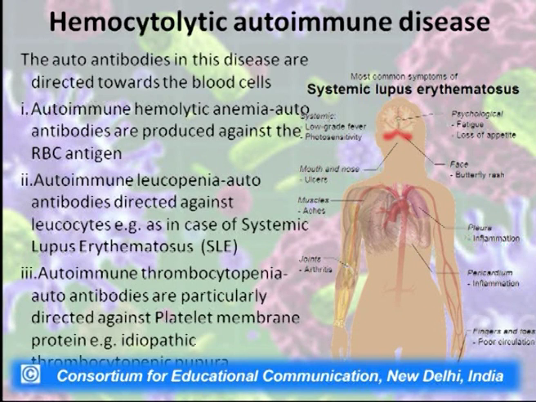Another very important hemocytolytic autoimmune disease is autoimmune thrombocytopenia. As the name suggests, here the autoantibodies are particularly directed against platelet membrane. It is called idiopathic thrombocytopenic purpura, where a person afflicted with this disease will have patches at various places, purple patches developing at various parts of the body. This is called autoimmune thrombocytopenia.